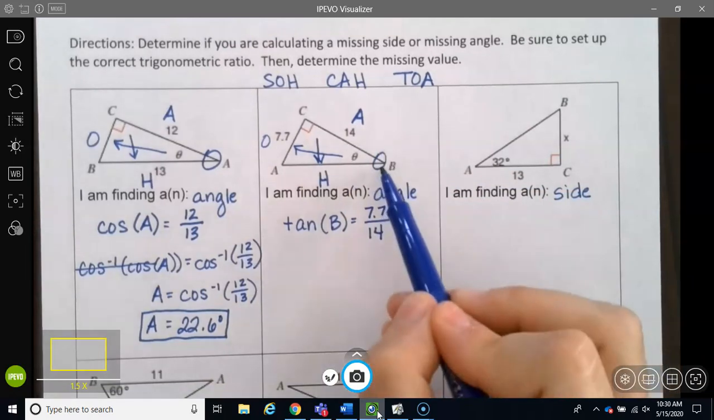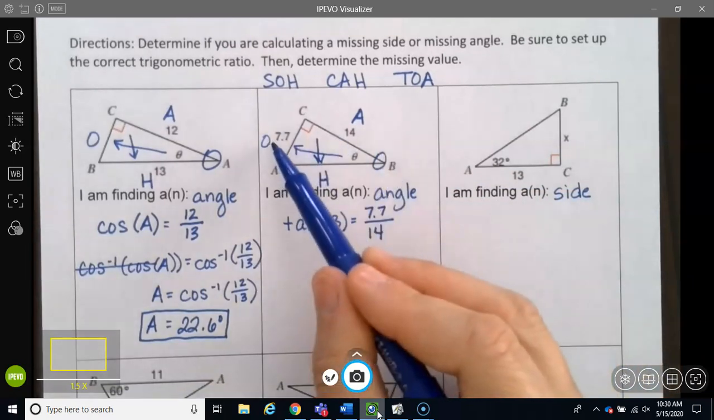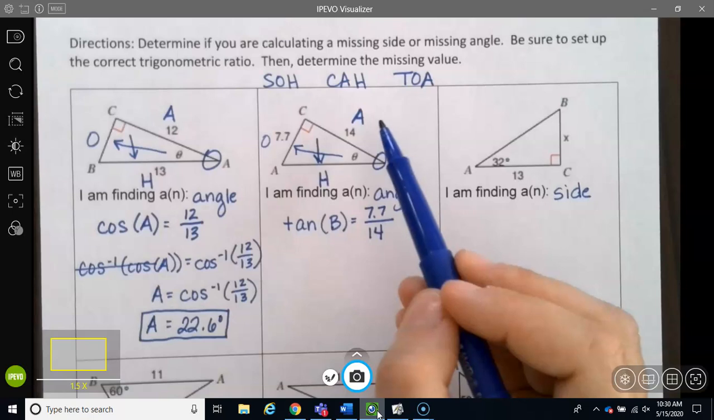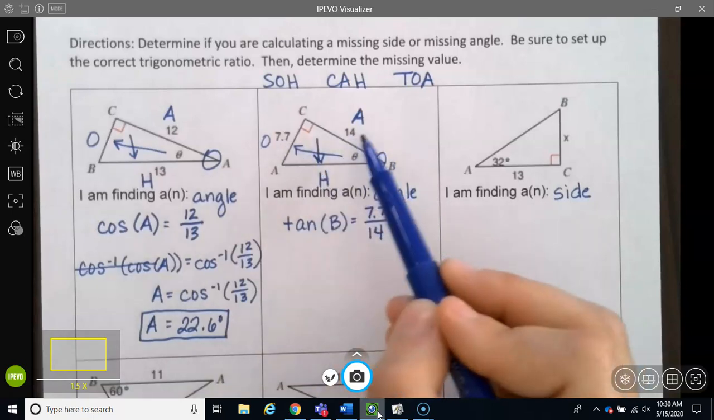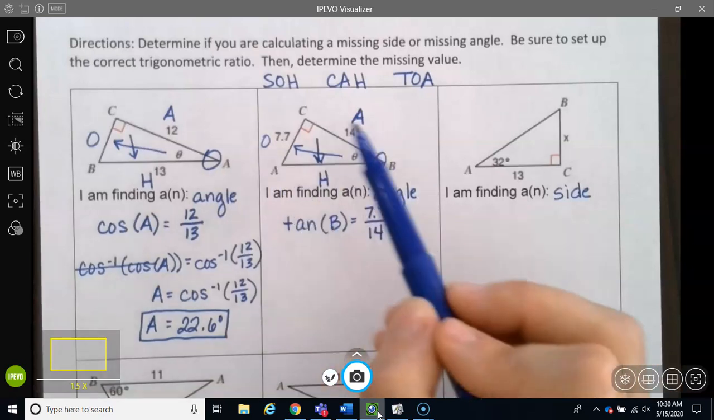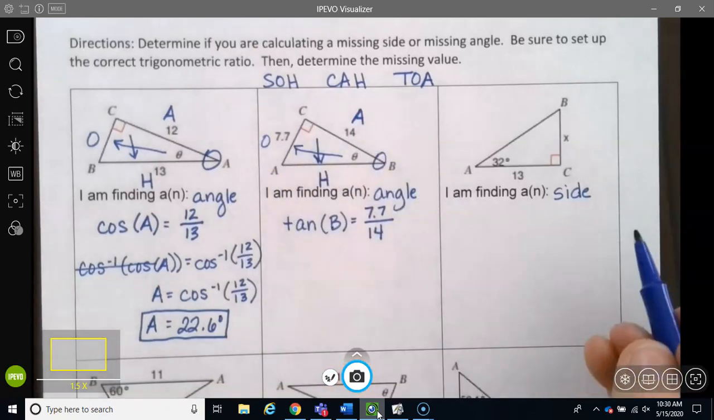So again, here's our reference angle B. Across from it is the opposite side that we know. And then we know the adjacent side to angle B is 14. Since those are the two sides we know, that's what we use. So opposite over adjacent, 7.7 over 14.